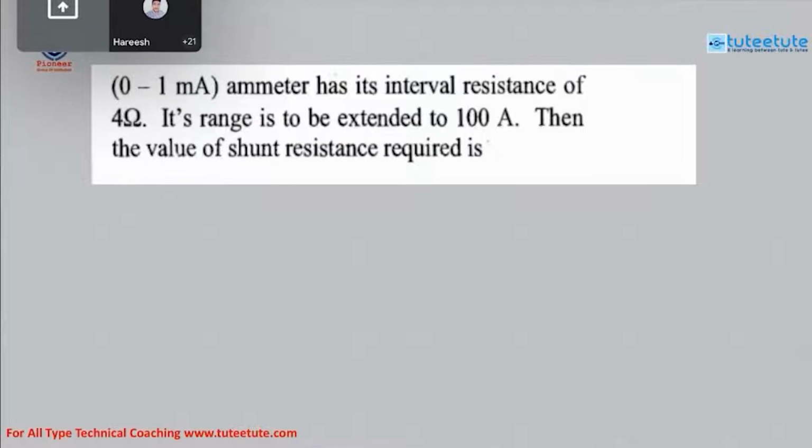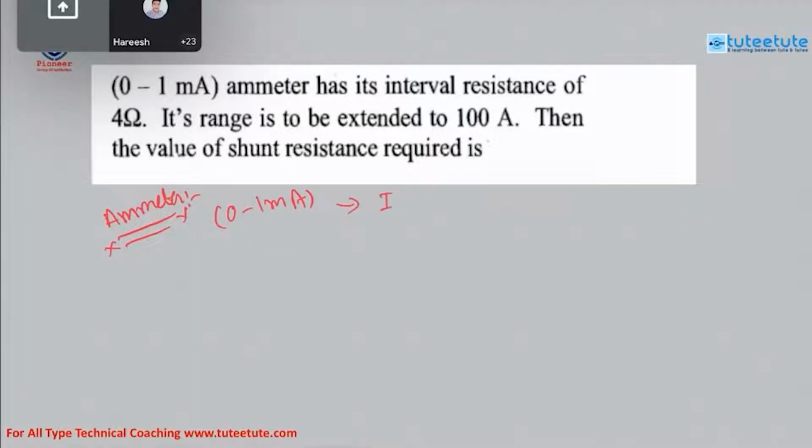The question is like this: a 0 to 1 milliampere ammeter has an internal resistance of 4 ohms. Its range is to be extended to 100 ampere. Then the value of shunt resistance required is? They have given an ammeter, which is used for measuring current. They gave the maximum current rating of the coil as 1 milliamp.